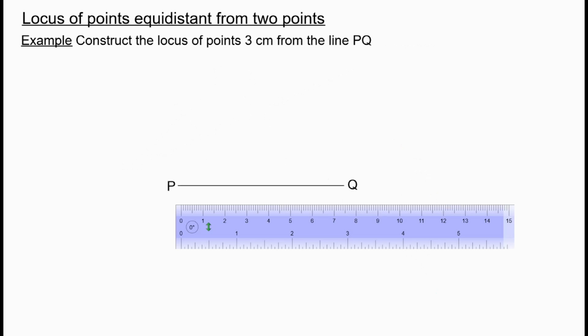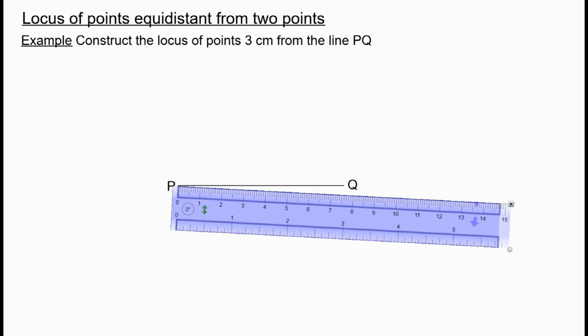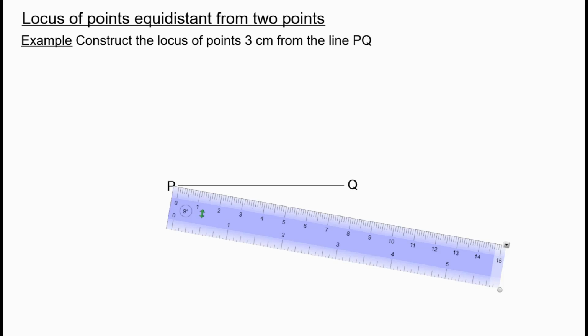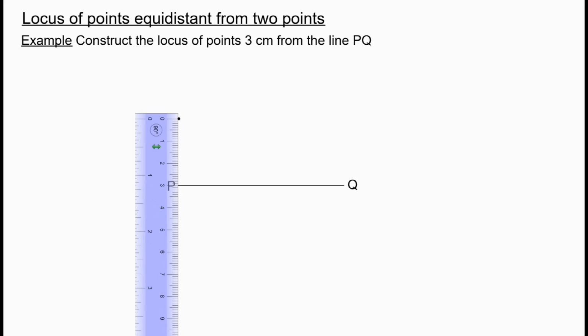For the locus of points equidistant from two points, so if I want all of the points that are equally distant from PQ, specifically 3 centimeters from PQ, there are two parts to this. The first part is, if I want to draw the locus of points, we basically need to draw, firstly, two lines that are parallel to PQ, 3 centimeters above and below, like that.